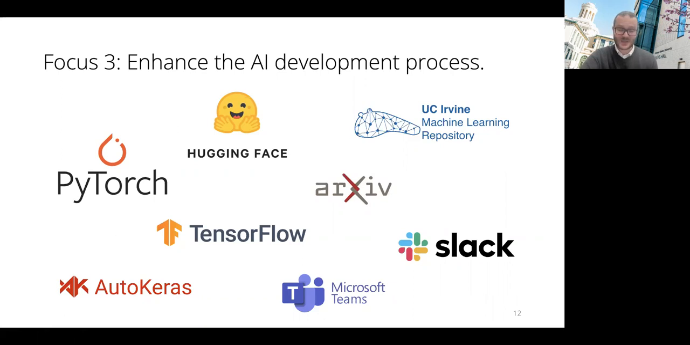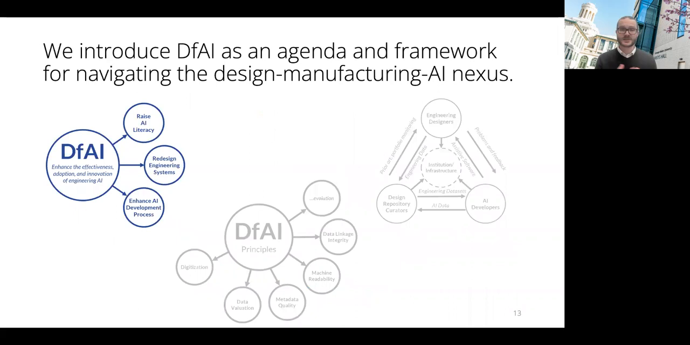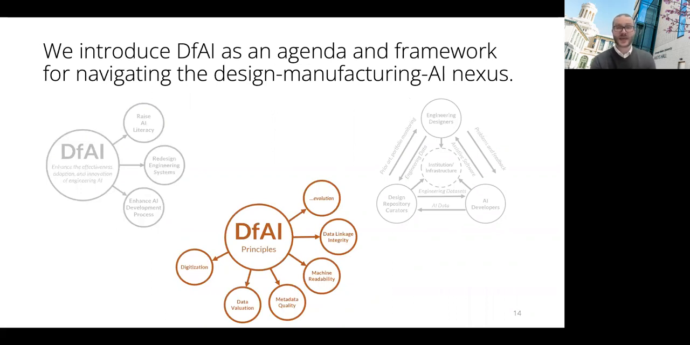But then also at a human level, the team processes and the team composition in which AI development is done is equally essential. So when it comes to enhancing the overall AI development process, that's going to benefit from a really cohesive look. So our 3 focus areas for DeFi as we advance this principle is to raise AI literacy, redesign existing engineering systems, and enhance the overall AI development process. Next question, how the heck are we going to do that? So we spent some time thinking through an initial set of DeFi principles, and we'll talk through those next.